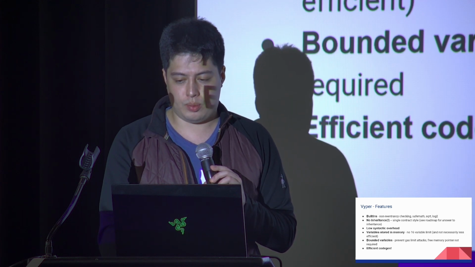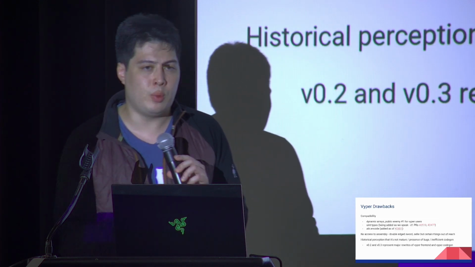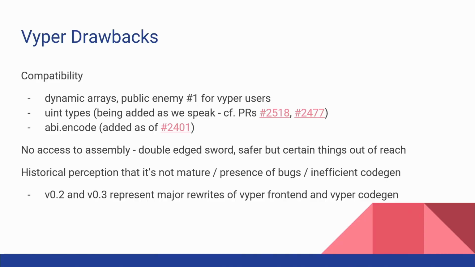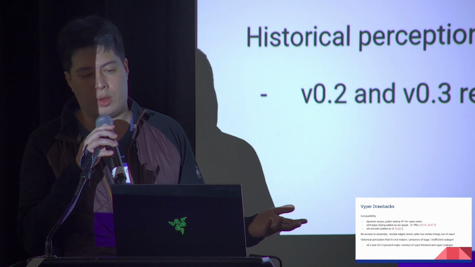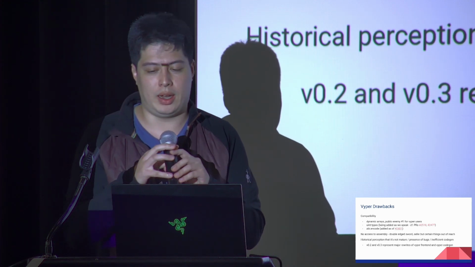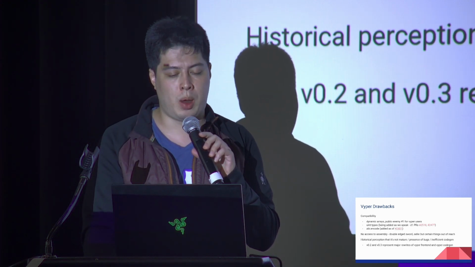Some of you might be wondering, why isn't Vyper more widely used? And I want to address some of those things. Public enemy number one is dynamic arrays. These are required for compatibility with certain interfaces and contracts, like Uniswap uses dynamic arrays. And in order to be ABI compatible, we have to support that. Anyway, that's something we're working on and should be added in the next release or two.